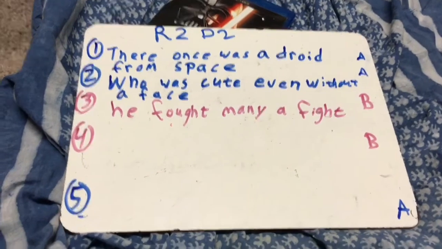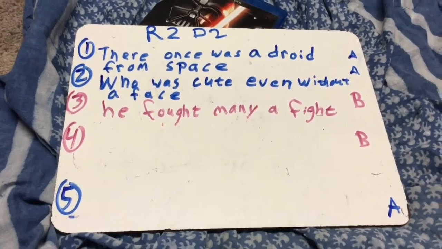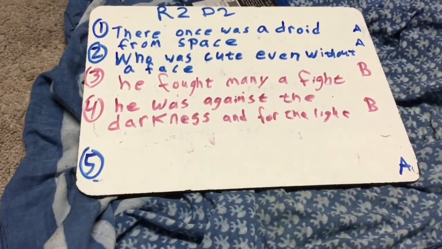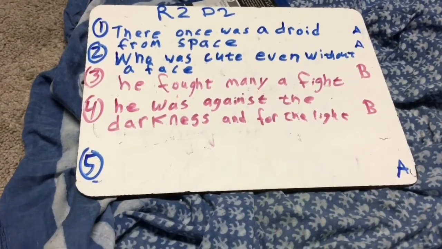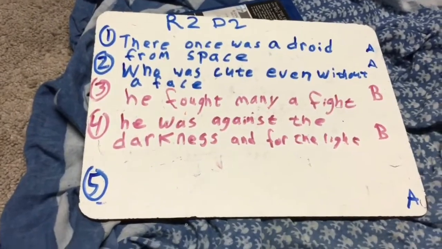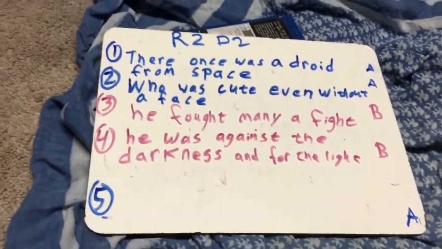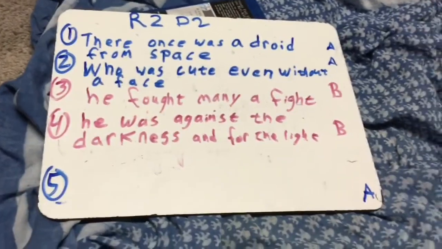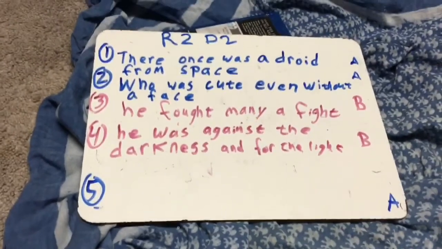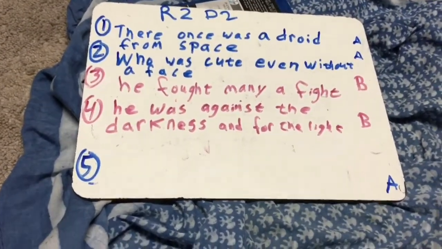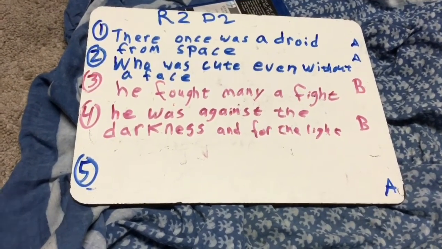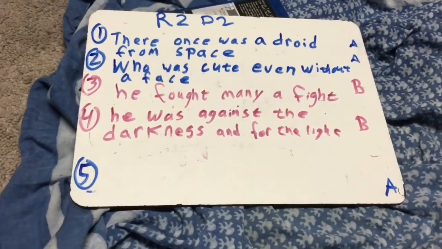Okay, I hope you got a bunch of them. Got to pick one that makes sense, that you like the way it sounds in the sentence, and rhymes with fight. Okie dokie, I'm back. I had to rhyme with fight. So there's a bunch of words that rhyme with fight. Okay? And R2, besides being from outer space, a galaxy far, far away, and being cute, even without a face, and a fighter, he was a good guy, in my opinion. So I had to capture that idea somehow. He was against the darkness and for the light. Okay? So notice, he fought many a fight. He was against the darkness and for the light.